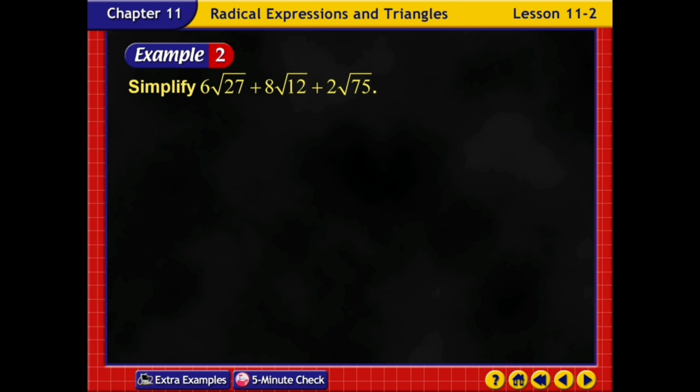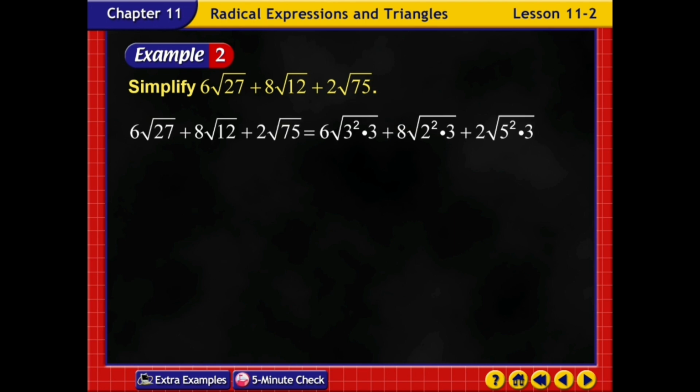For example number 2, suppose we are going to simplify 6 square root of 27 plus 8 square root of 12 plus 2 square root of 25. So notice that they are of different radicands.